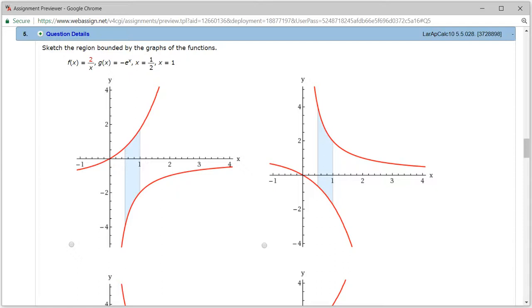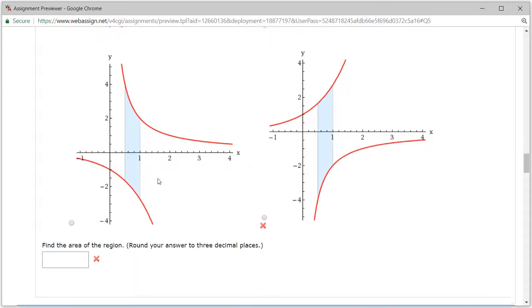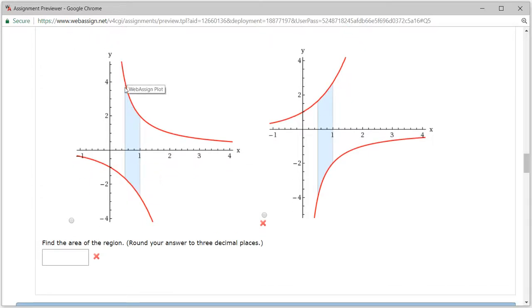First, if you look at the first picture here, 2 over x does not look like this, so this is not it. This one looks okay, but negative e to the x does not go through the origin, so that's why the second one is not the correct picture. And the third one, this is 2 over x, it looks like that. And then negative e to the x actually looks like that. So this is the correct picture.